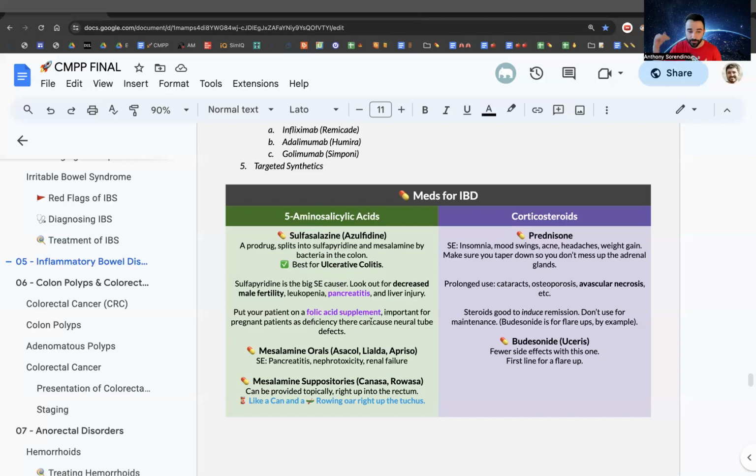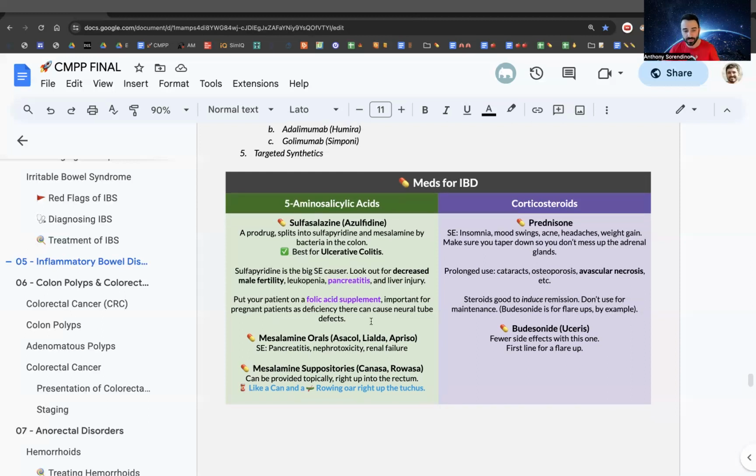A big thing for this, if you do have a female with ulcerative colitis and you're putting her on sulfasalazine, you want to give her a folic acid supplement. I think you could give anybody this because they're going to be deficient in it, but you're going to get birth defects like neural tube defects if you don't have a lot of folic acid. Very important, definitely a question for sulfasalazine. I don't know if that's for sulfasalazine in general or the sulfapyridine that's split. I don't think it really matters.